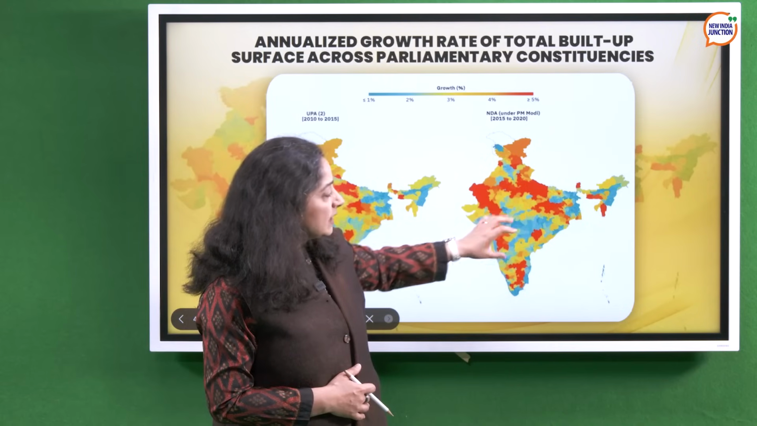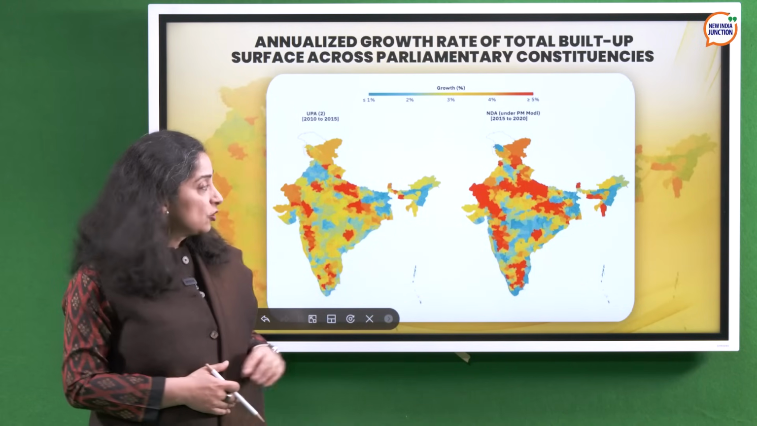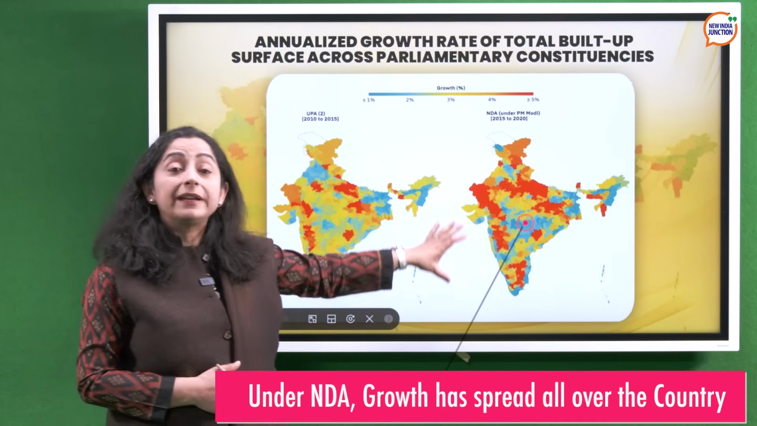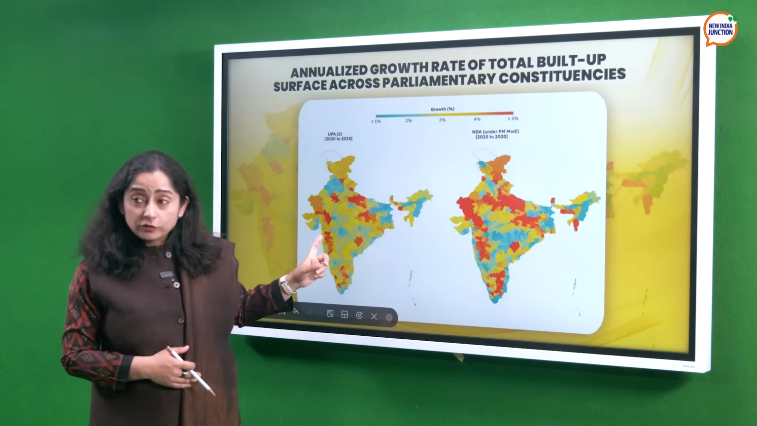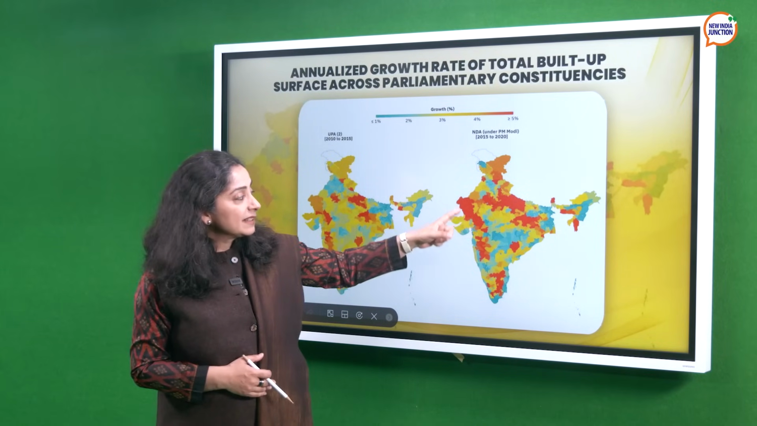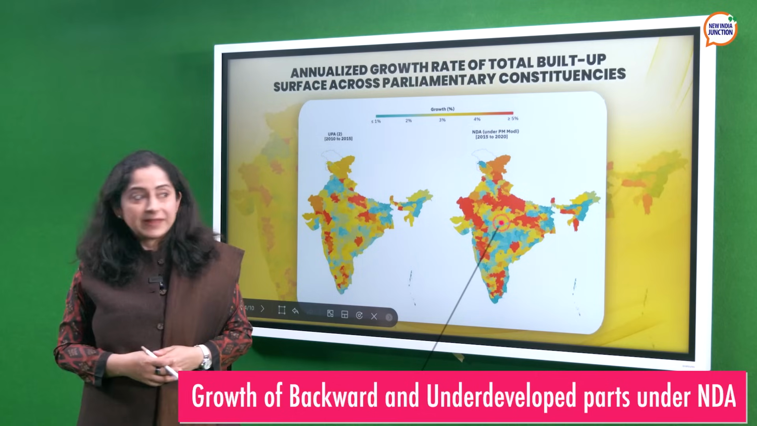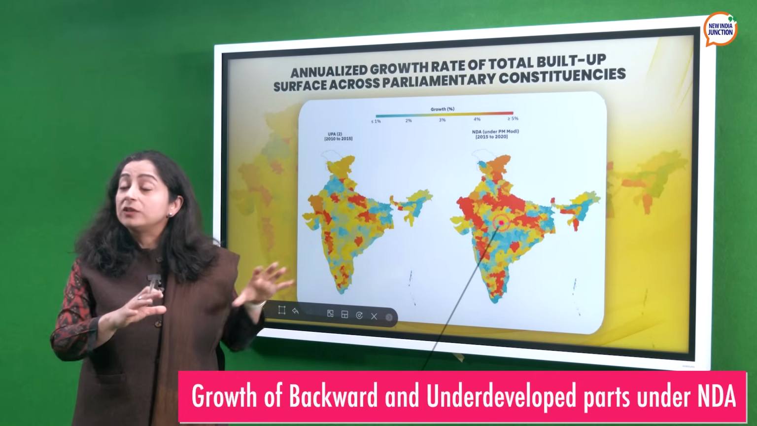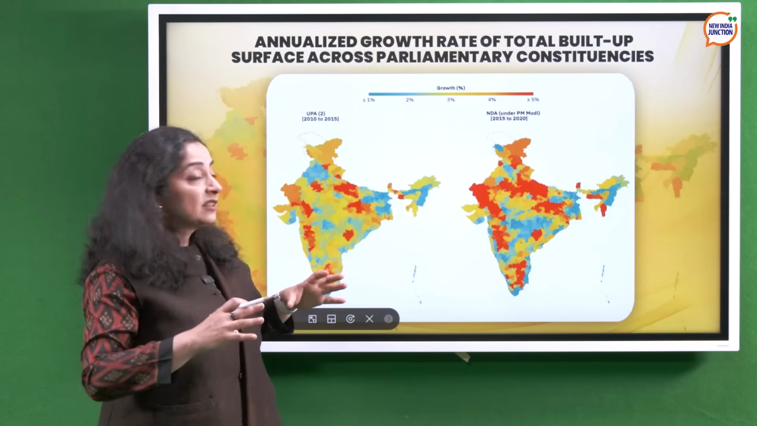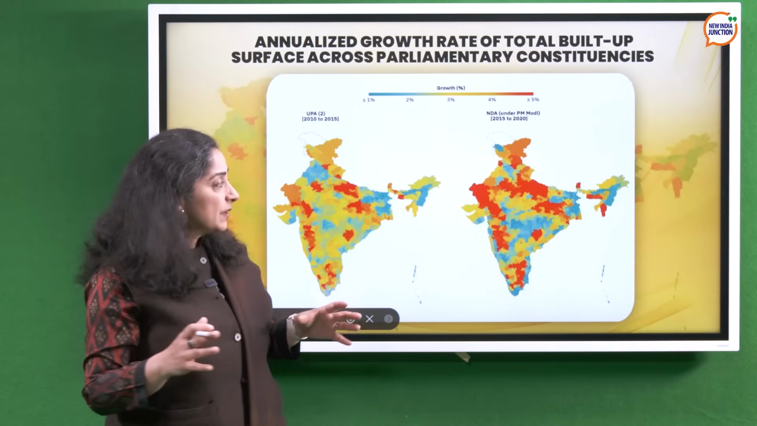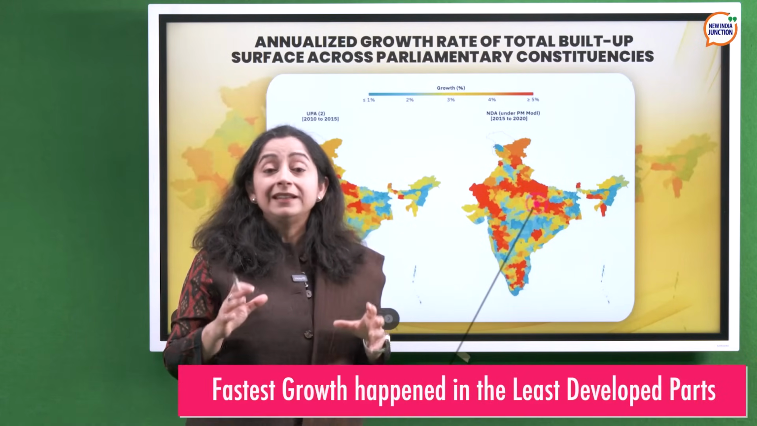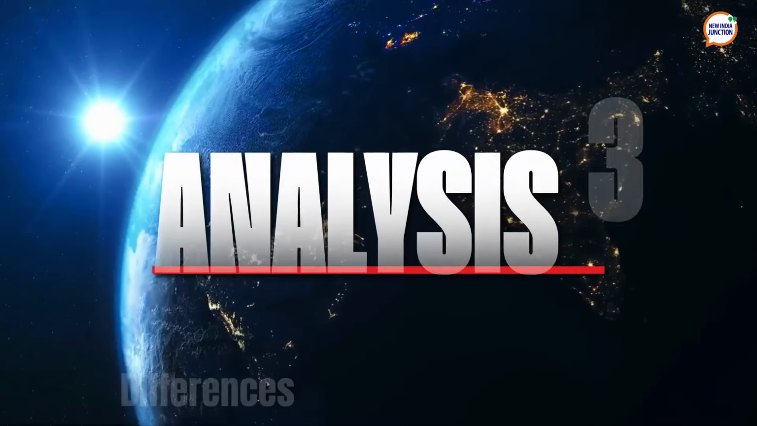And you can see that from 15 to 20 onwards, that red has really spread all across the country. It has also mostly happened in some of the most backward or underdeveloped parts of the country. And that is what is remarkable about this average of 18%, that the fastest growth has happened in some of the least developed parts of the country.